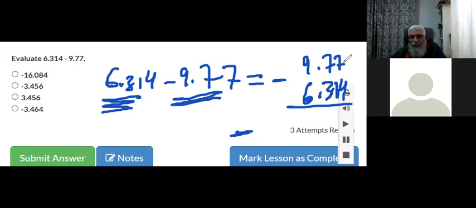9.77. To be able to subtract, we need to add 0 here. 0 minus 4 is 0. You have to take the 7, carry it over 1. It's 6. Yes, this would be zero. So we have 3 and 3. This is 6 and this is 4. Which one is correct?